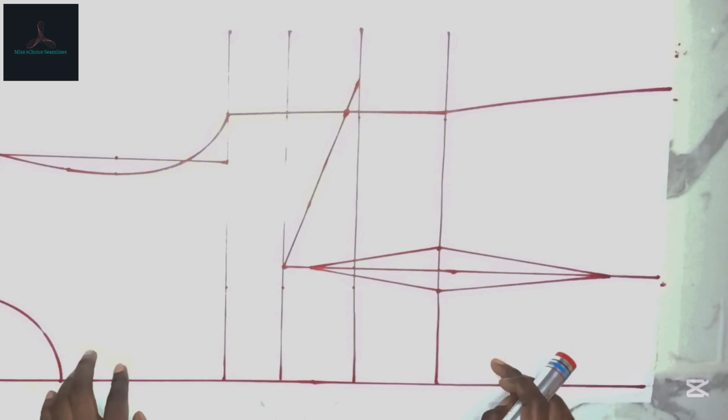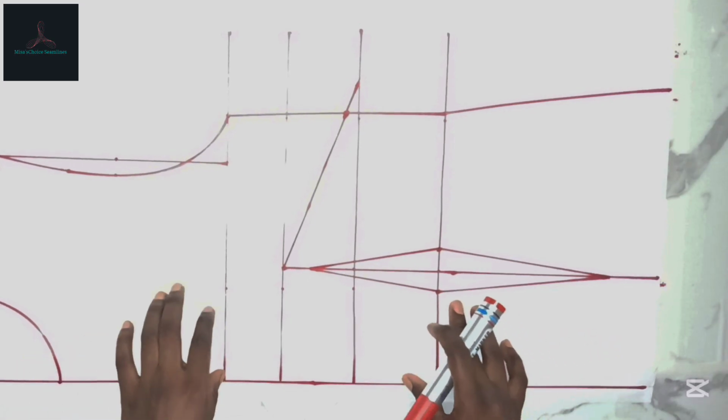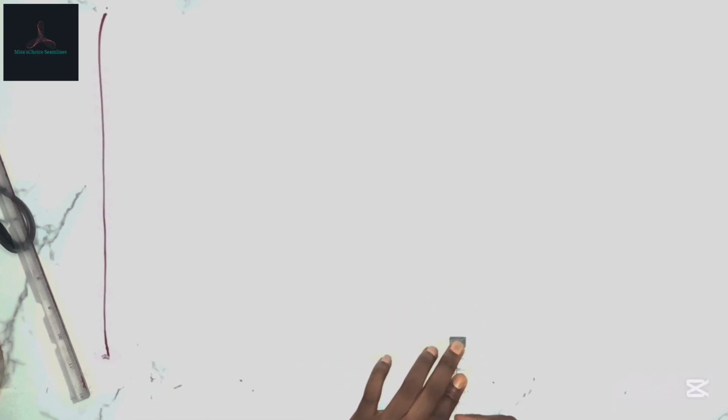Now we will go to the back bodice pattern. To draft the back of our pattern, I have this pattern paper here and I'm going to draw my starting line like I did for the front. On this side here, I am going to take a 1-inch line inwards. This is going to be our zipper allowance.